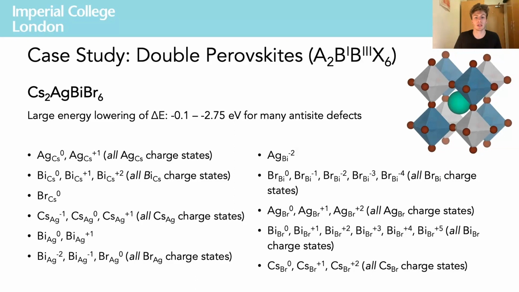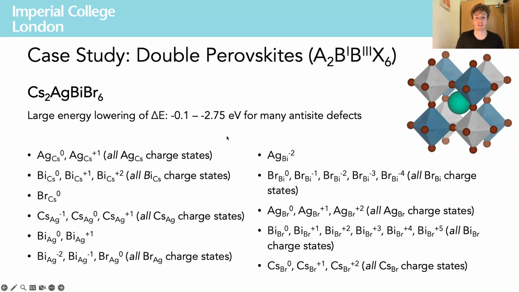So I used ShakeNBreak on the prototypical and most studied double perovskite, which is cesium, silver, bismuth, bromide. And here we find major energy lowering reconstructions missed by the standard modeling approach in the vast majority of anti-site defects in this compound. So here ranging from around 0.1 eV all the way up to just under 3 electron volts.